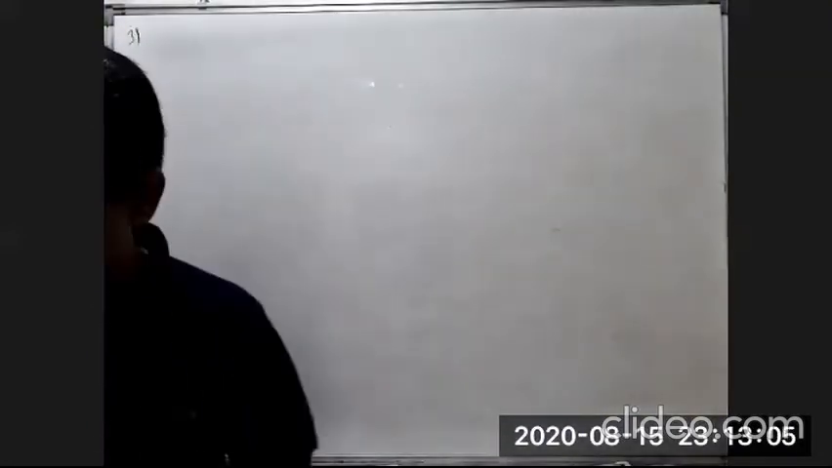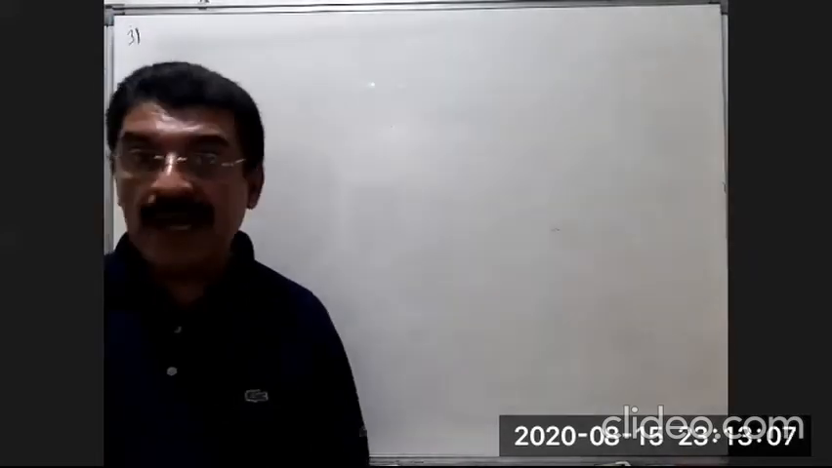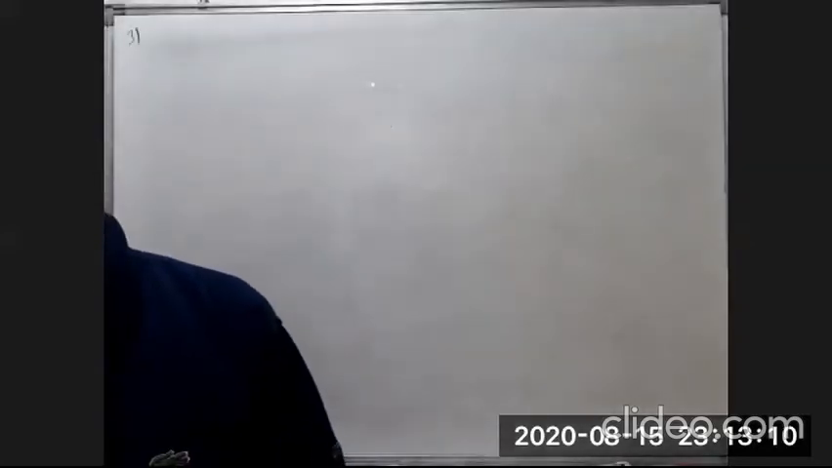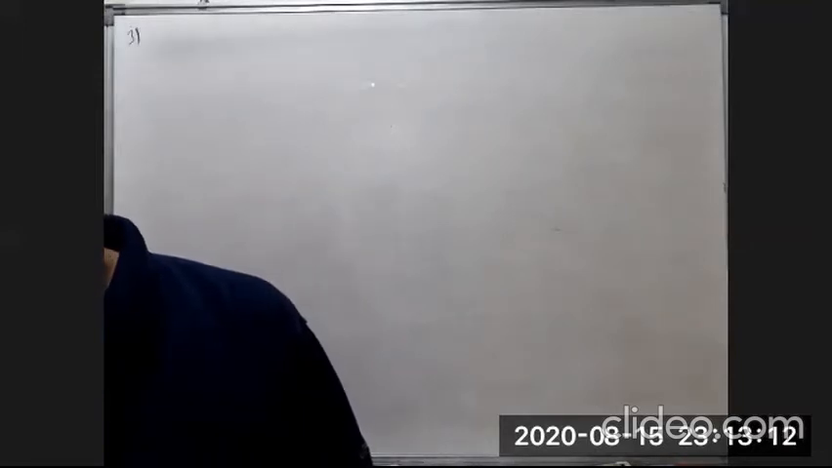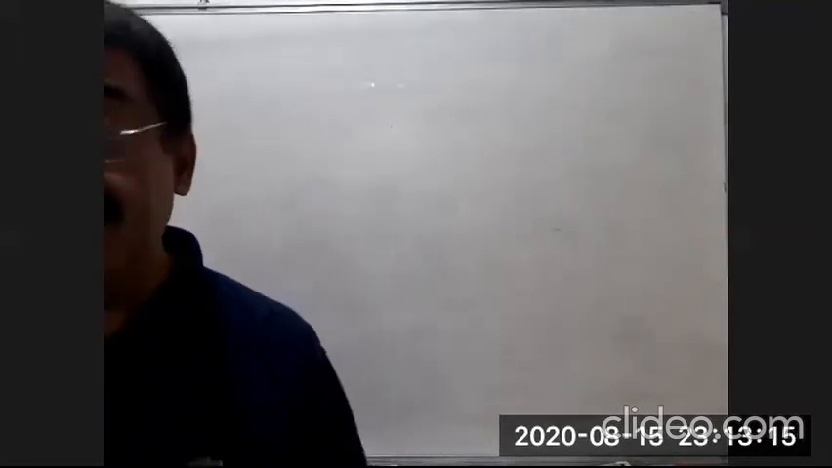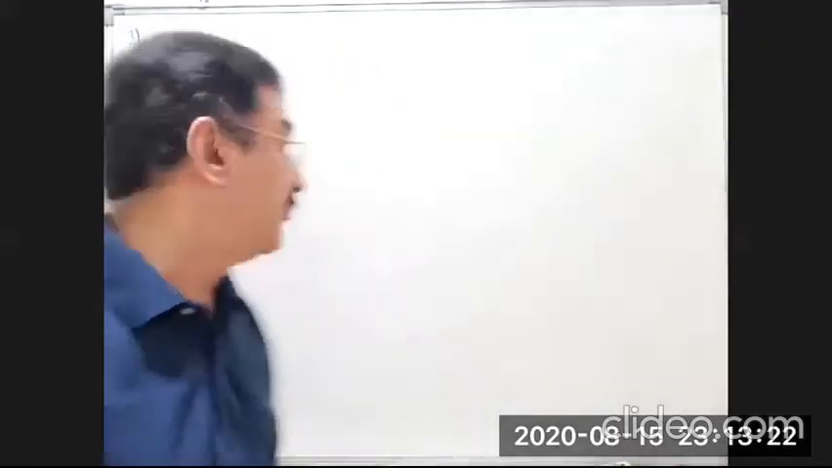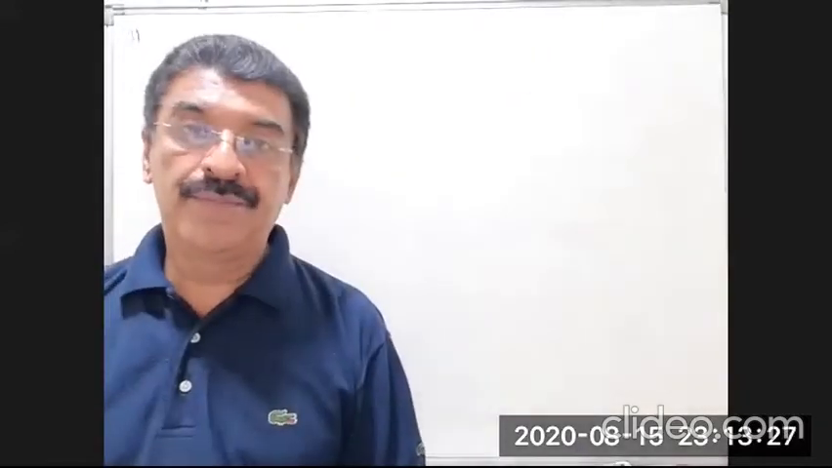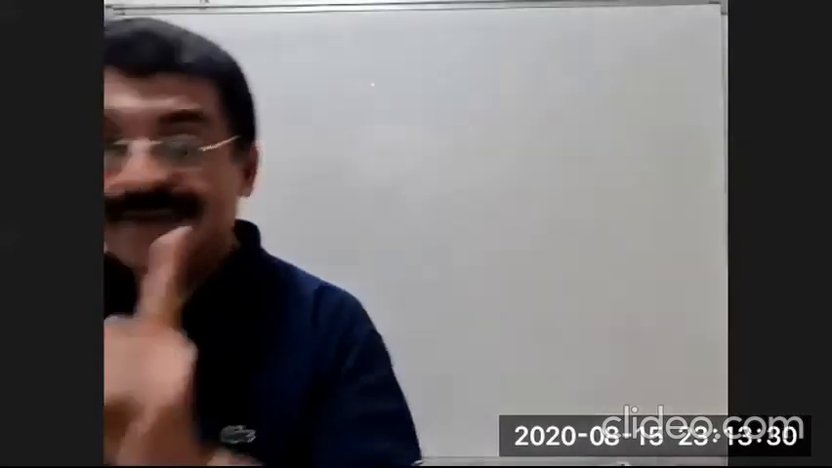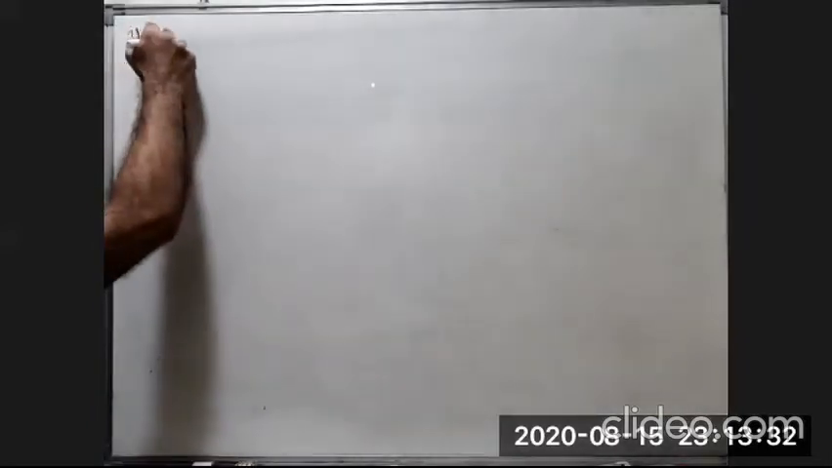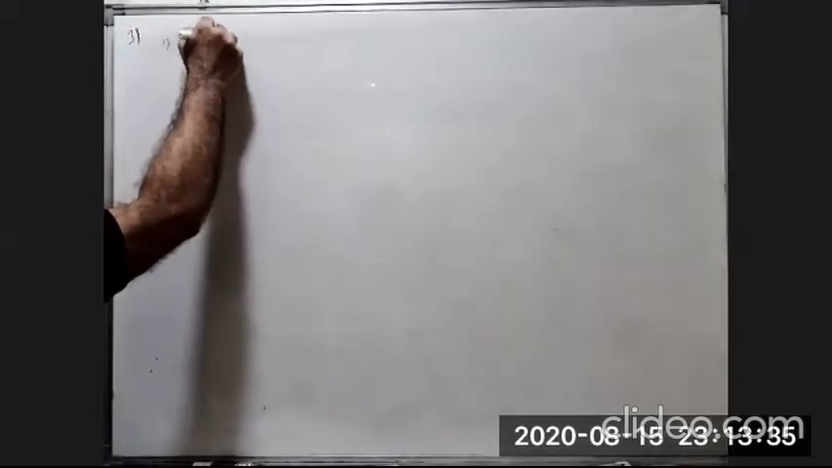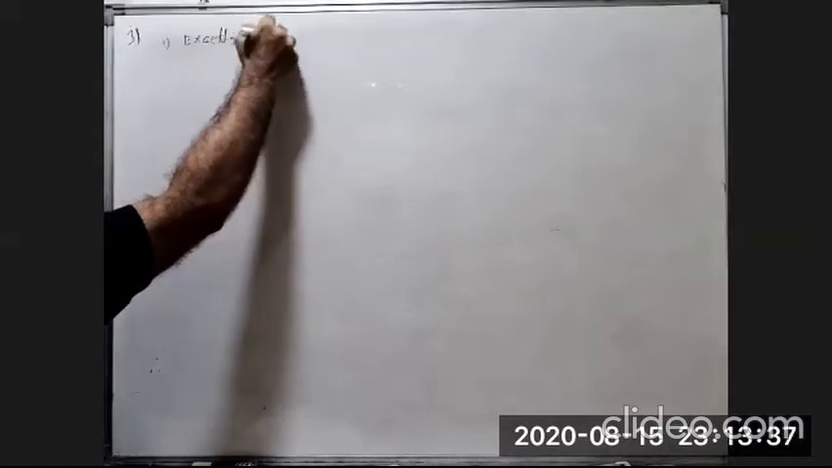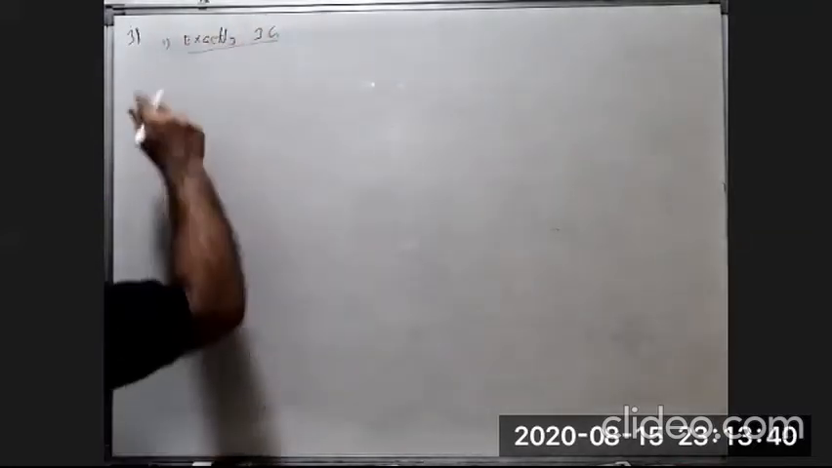See here, a committee of 7 has to be formed from 9 boys and 4 girls with some conditions. So we have a total of 9 boys and 4 girls. First one, exactly 3 girls. See the total availability.